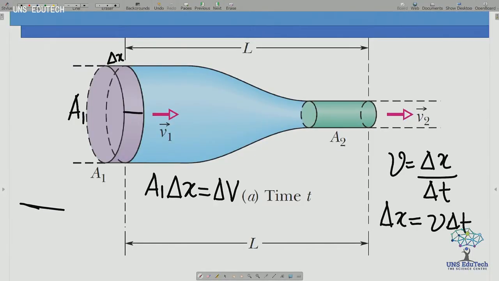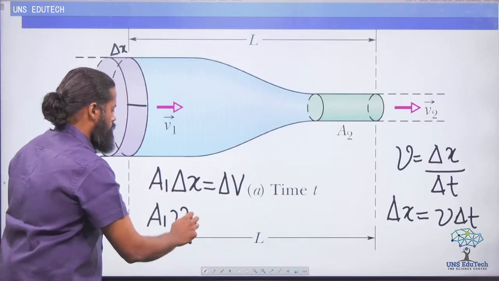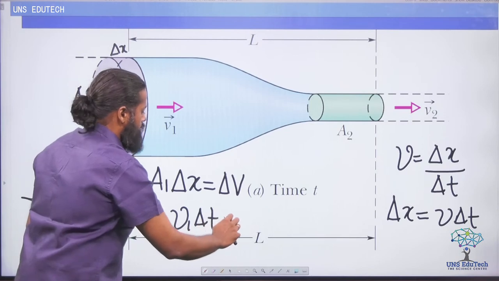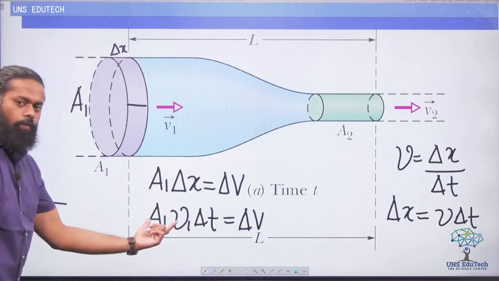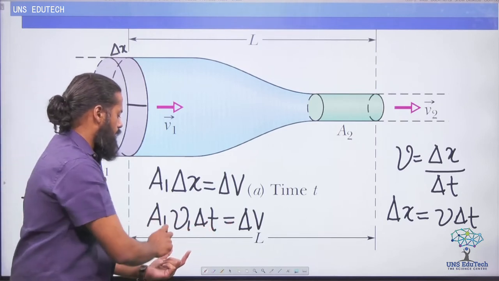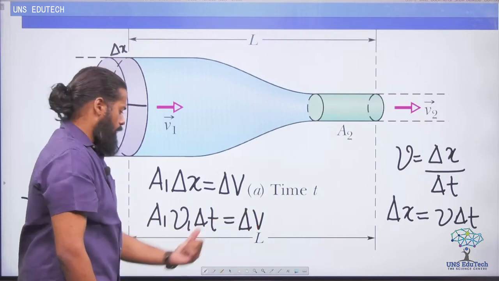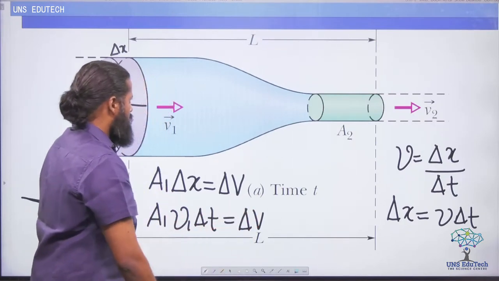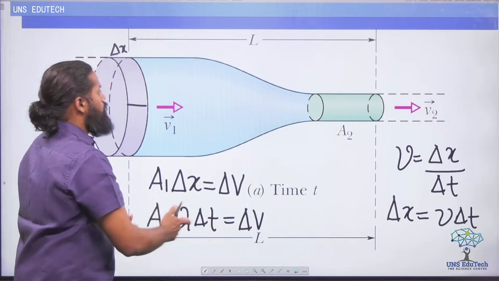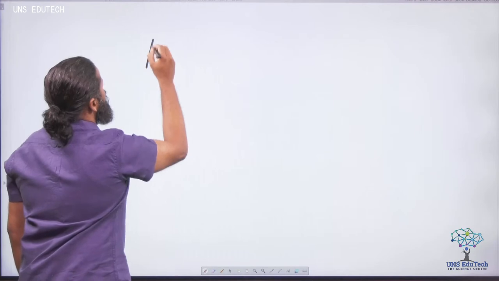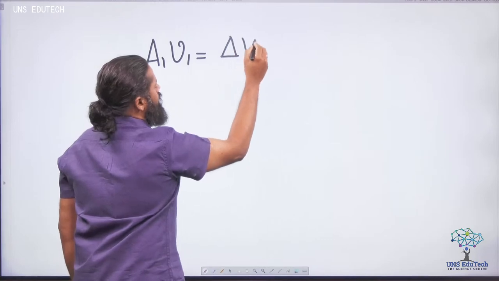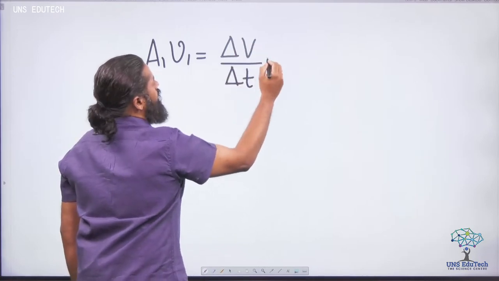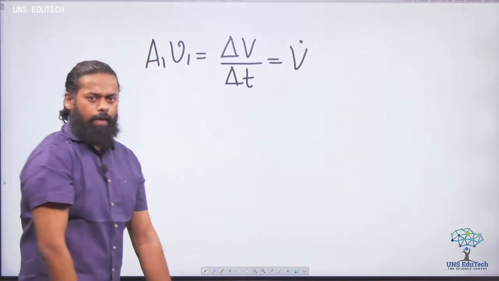Do one thing, substitute that delta x here. So A1 into delta x, I am going to substitute as V1 into delta t. This is going to give you delta V. See here, A1 into V1 into delta t is going to give you delta V. Now, in the next slide I will show you, if you isolate A1 into V1, you get A1 into velocity 1 equals delta V divided by delta time. So what is this? This is nothing but the volume flow rate, okay?